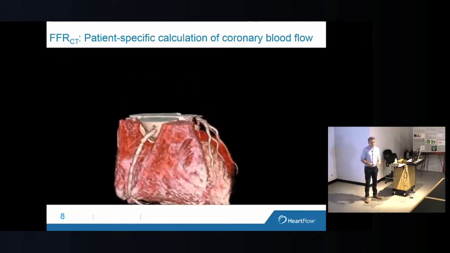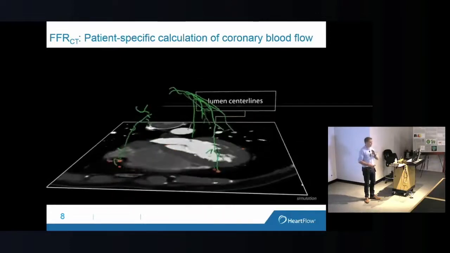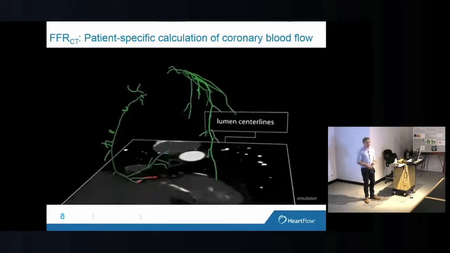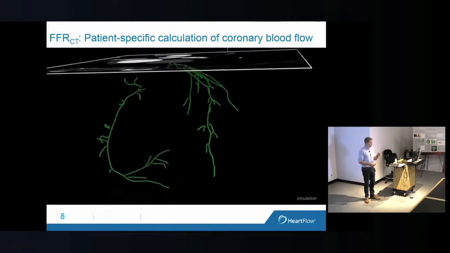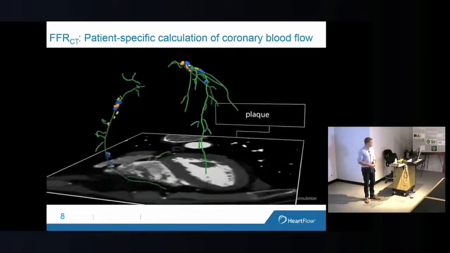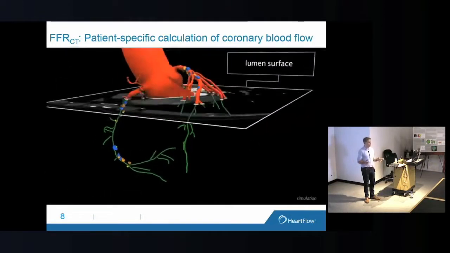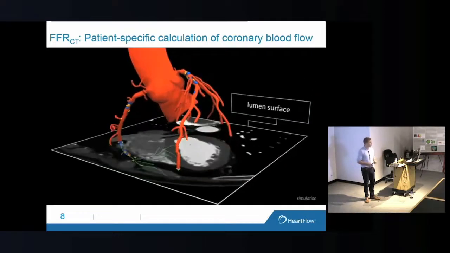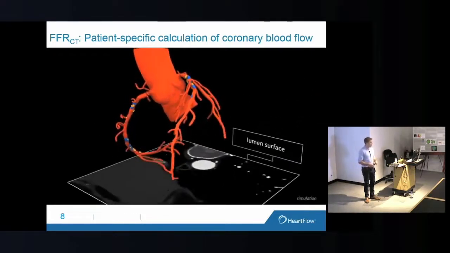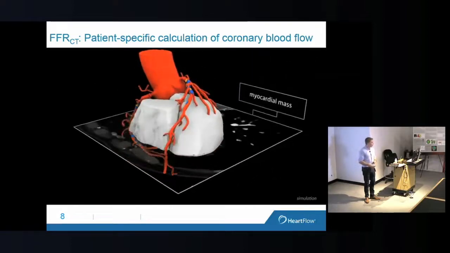So what we do is we take a cardiac CTA and we extract the center lines of the patient's coronaries. Then we find all of the plaque, all of the different blockages in the patient's vessels. We extract the lumen surface. So the lumen is the part of the blood vessel that the blood flows through. And then we also extract the heart tissue, the myocardium.